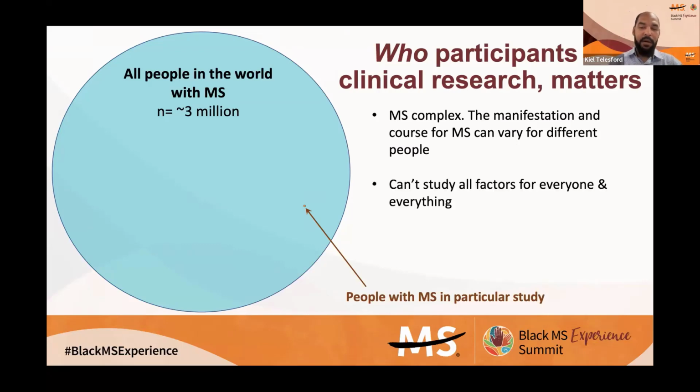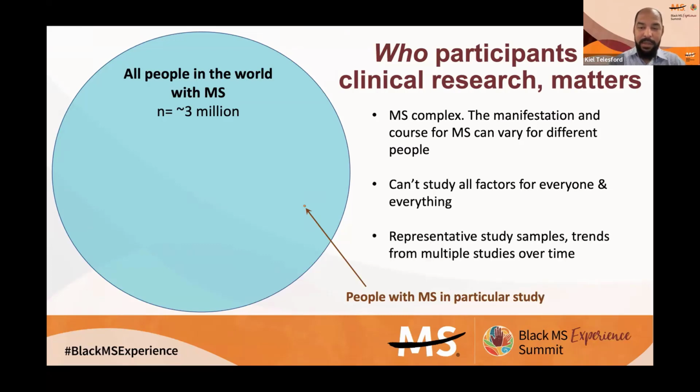We can't study all the factors for everyone and everything about MS with any one study. So representative study samples do matter, and how we interpret the trends in light of those differences matters. We need multiple studies to be conducted over time by different groups to get a true representation of what MS is, who it affects, and how we can best intervene.